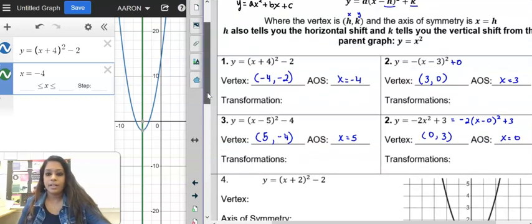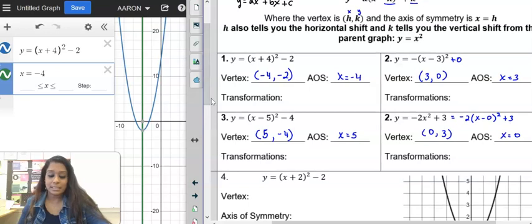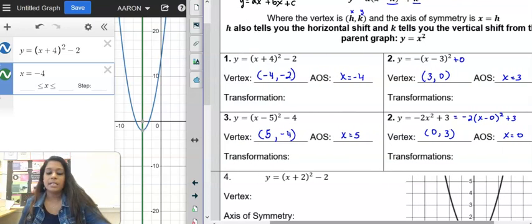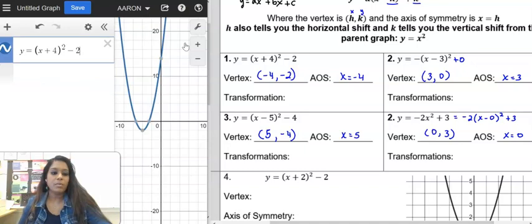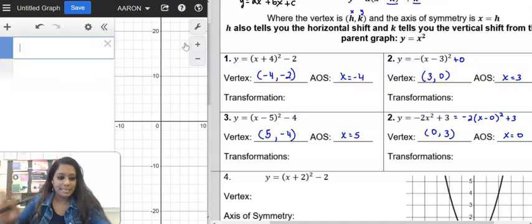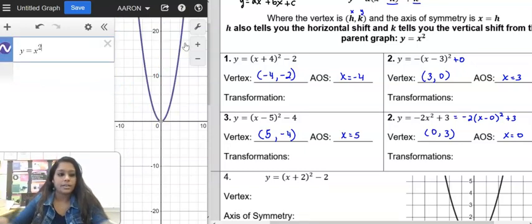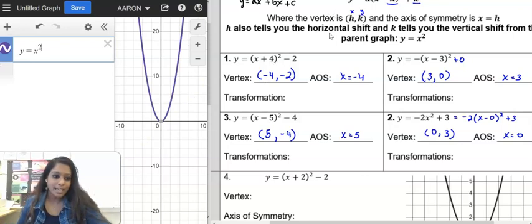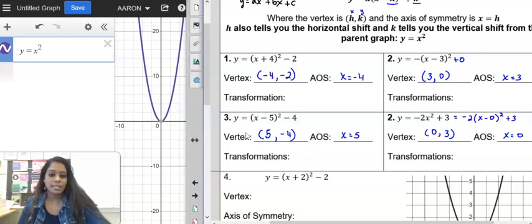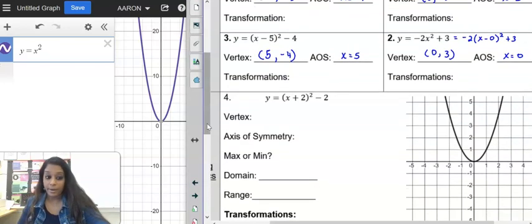Alright, and then we're going to look at transformations. A transformation tells you the horizontal shift and the vertical shift from the parent graph. The parent graph is always going to be the same graph, which is basic y equals x squared. I don't have any other numbers attached to it. It's right there. So what we're going to look at is how all of these numbers that I put on here affect the parent graph.